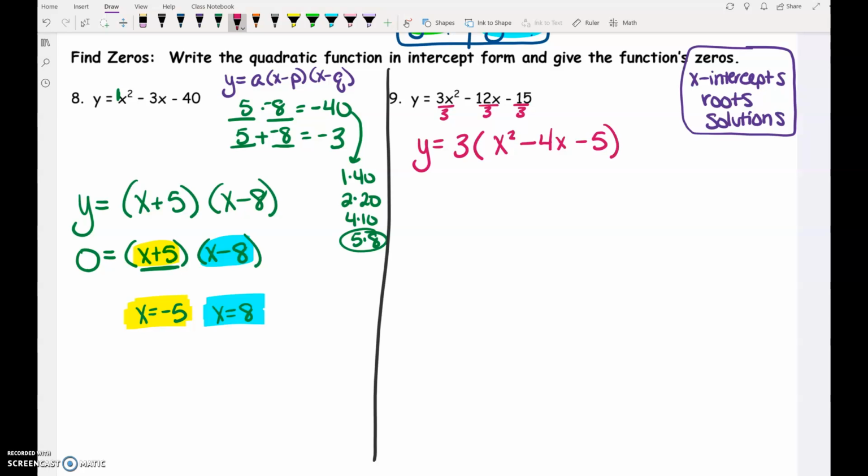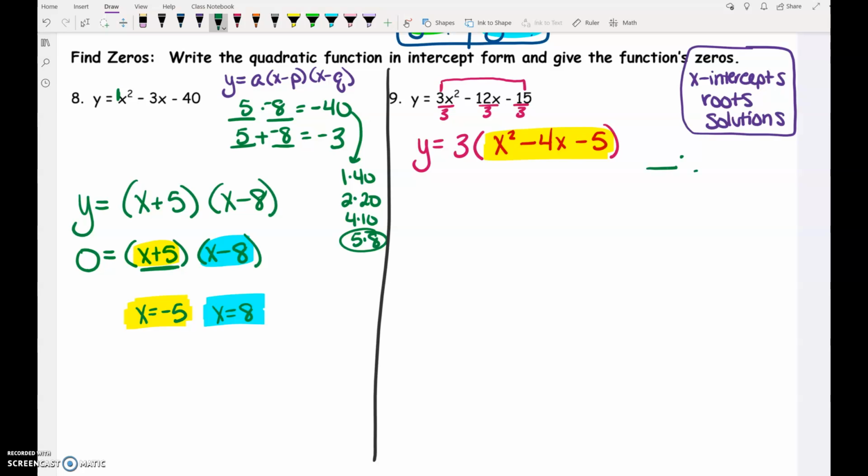Now, if we hadn't done that, we would have had to multiply 3 times negative 15, which is negative 45. You have to find two numbers that multiply to give you negative 45 and add up to negative 12. And then even after you did all of that fancy factoring, it still would not be fully factored and it would be harder to solve. Because we took the time to factor out the greatest common factor first, now this is a much easier factoring problem. So we need to factor this part.